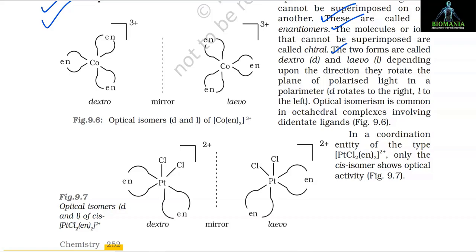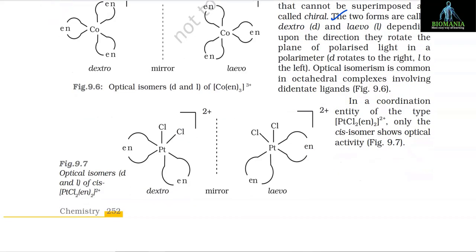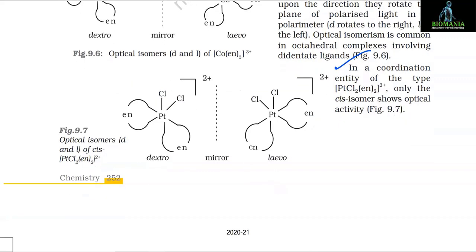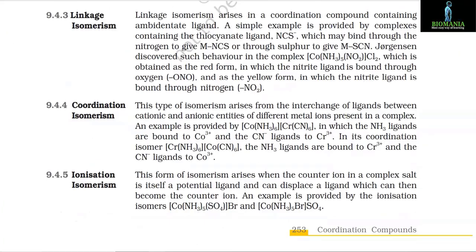Optical isomerism is common in octahedral complexes involving didentate ligands. In a coordination entity of the type [Pt(Cl2)(en)2]2+, only the cis isomer shows optical activity. 9.4.3 Linkage isomerism.